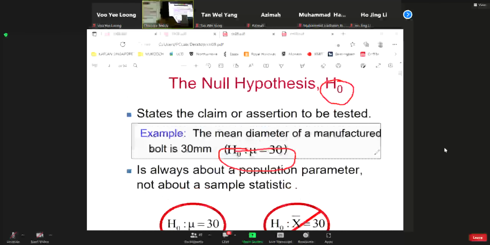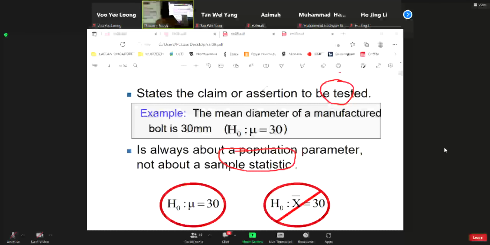When we write about the null hypothesis, you need to know one important thing: the null hypothesis is always about equality. And the null hypothesis is always about the population mean, so it is not about the sample mean. The null hypothesis only refers to the population, and it always has an equality sign. So you will always have an equality sign here.